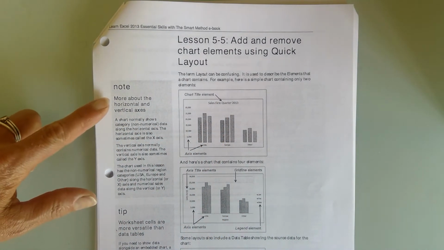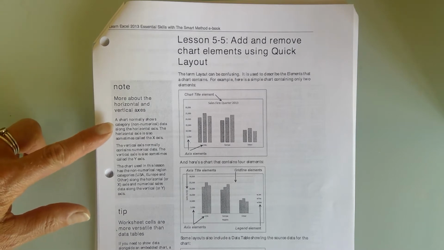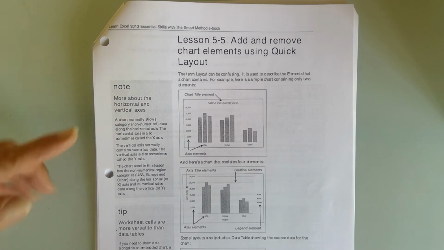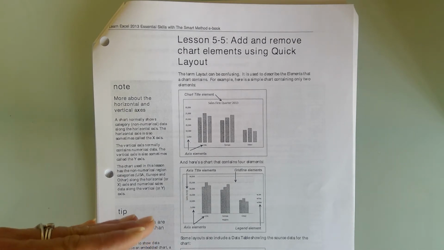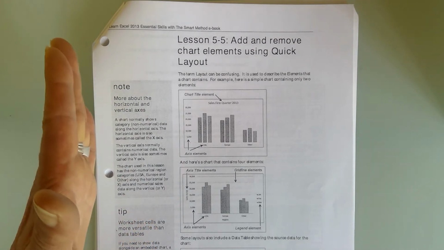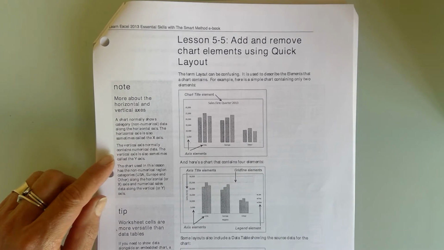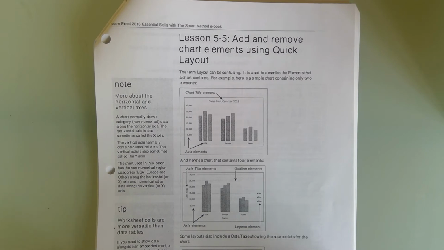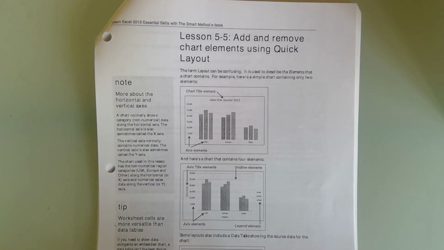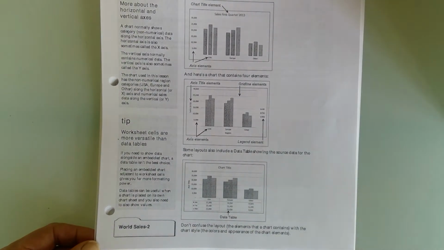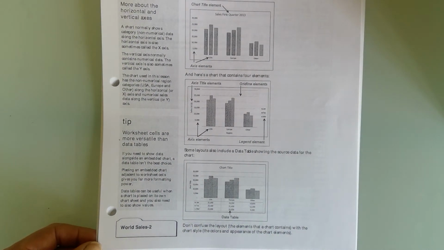One thing to note about the horizontal and vertical axes: a chart normally shows category data along the horizontal axis. The horizontal is side to side, also called the x-axis, and the vertical up and down axis normally contains the numerical data, so the numbers. The vertical axis is sometimes called the y-axis. It's good to know this so you know where to put your data. Again, Excel will almost automatically do that for you when you create a chart. Open World Series 2 to continue with this lesson.